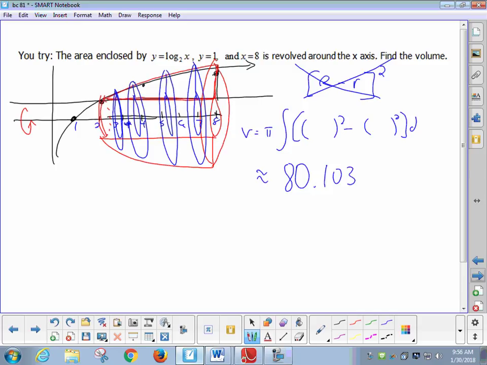What is, here is, I'm highlighting big R. Big R, is it constant or varying? Big R is varying. It's constantly the distance to the curve. So big R is log base 2 of x. Little r, here in green, is that constant or varying? It's constant. It's always the same. Little r is always 1. The limits from 1 to 8, 2 to 8, or 1 to 3? 2 to 8. Okay, are you with me?